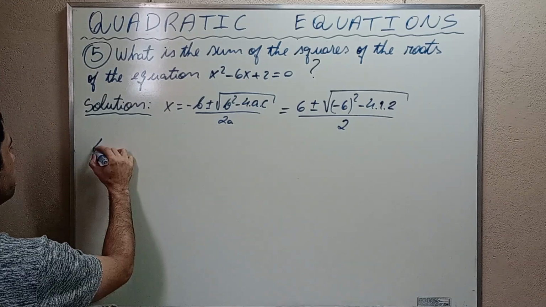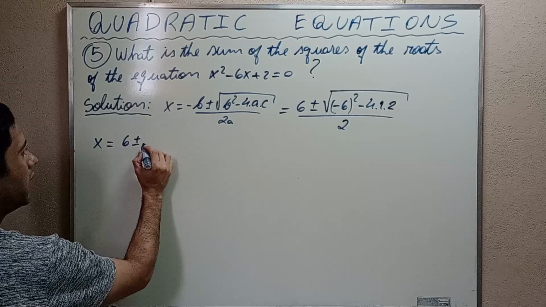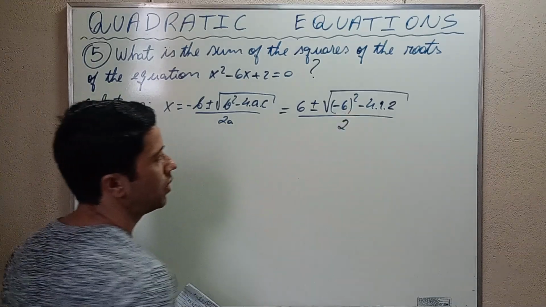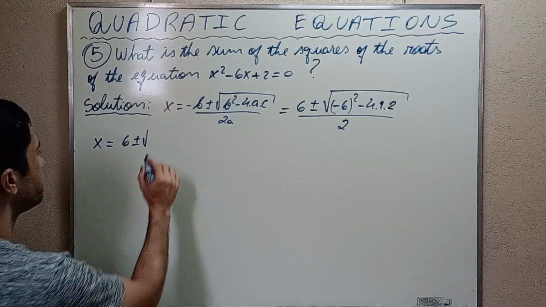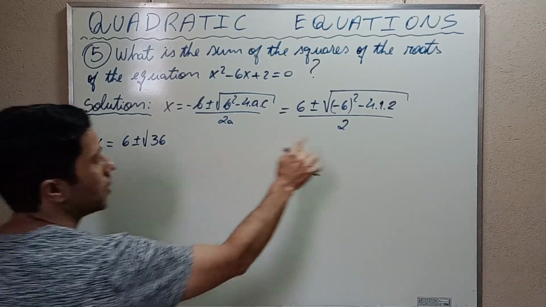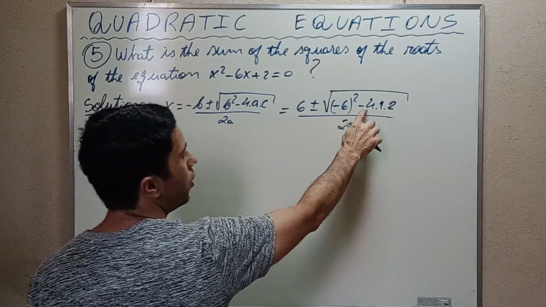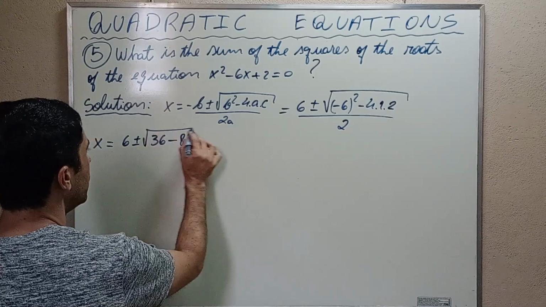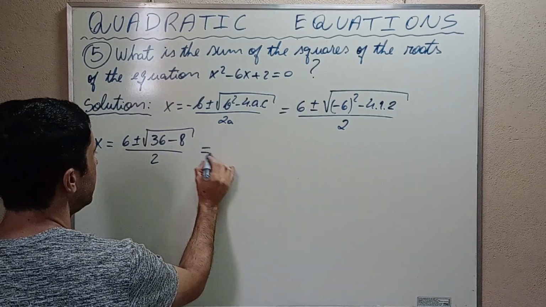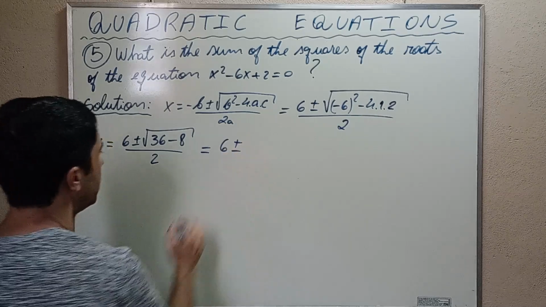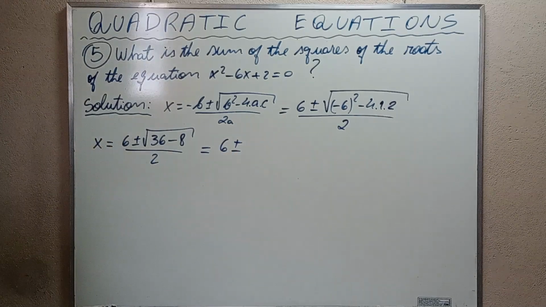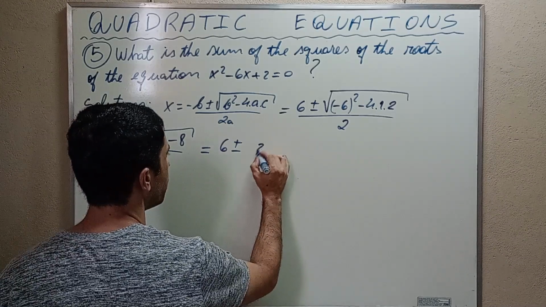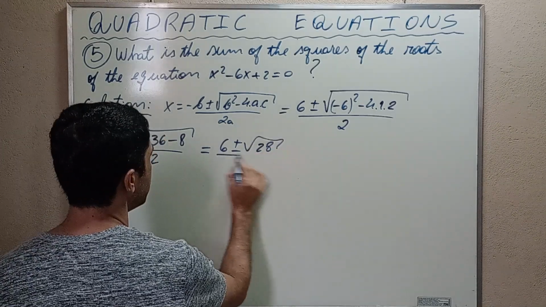x is equal to 6 plus minus the square root of negative 6 squared is 36, minus 4 times 2 is 8, divided by 2, and this is equal to 6 plus minus the square root of 36 minus 8 is 28, divided by 2.